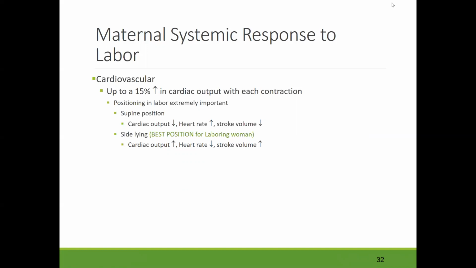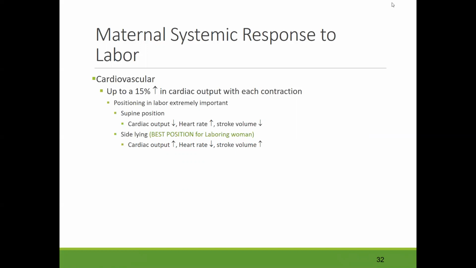So, positioning in labor is extremely important. A lot of times, we want them in the supine position, but we want to have the head of the bed elevated so that mom's not lying on her back with baby and uterus and all that extra weight pushing on her superior vena cava. So you want the head of the bed elevated a little bit. And if they can't be elevated, then we may want them on their left side.